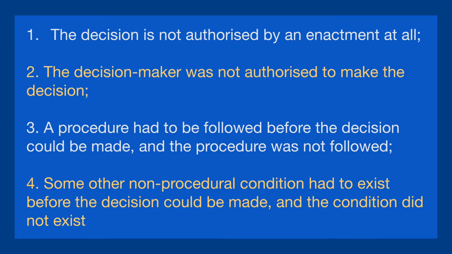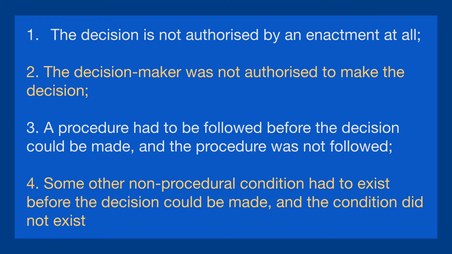Let's bring it back to the law. Jurisdictional error of law occurs if 1. The decision is not authorised by the enactment at all. 2. The decision maker was not authorised to make the decision. 3. If a procedure had to be followed before the decision could be made and the procedure was not followed.